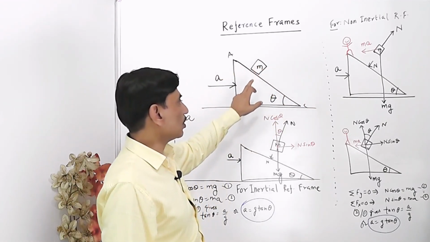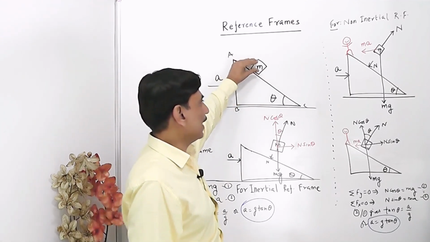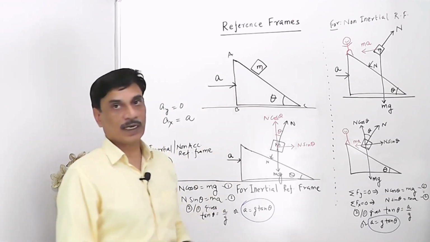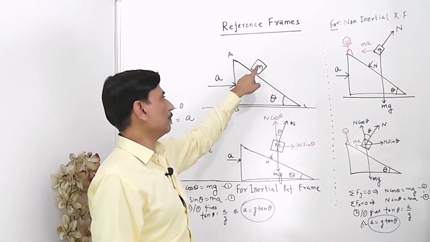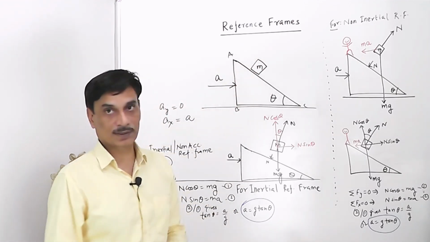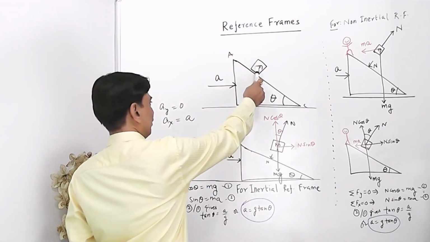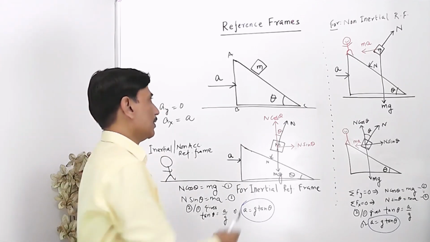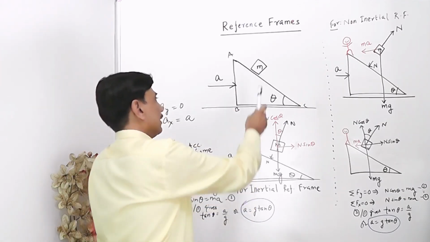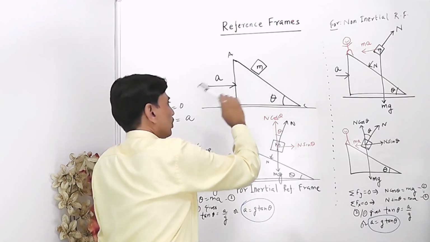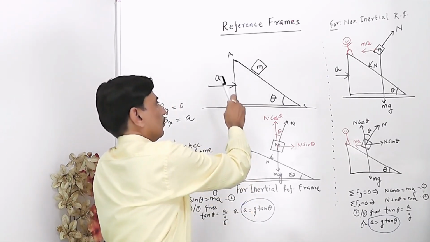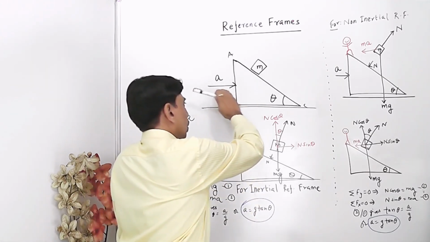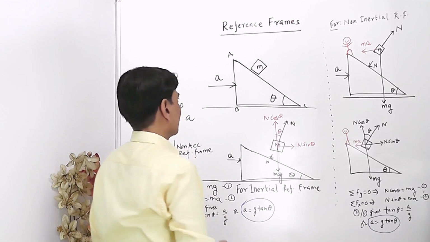It means this block is stationary with respect to this. It means this has acceleration A only in this direction, not moving up, not moving down. Had it been moving up and down, there would have been acceleration of this with respect to this. Because the acceleration of mass m is 0 with respect to the wedge, and that is what has been said. That is, it is not moving with respect to it. So whatsoever is the acceleration of this wedge, the same is going to be the acceleration of this mass.